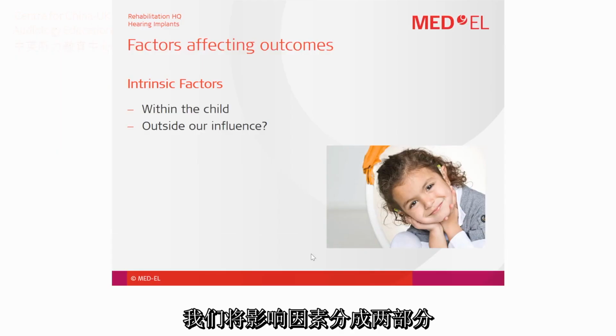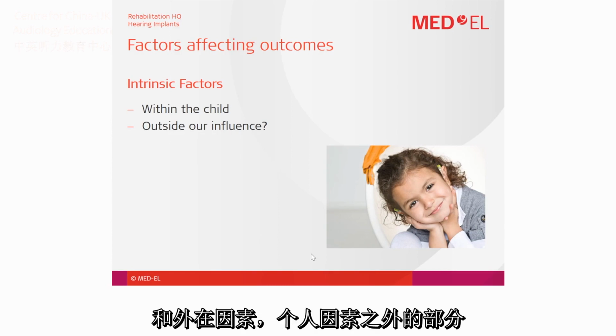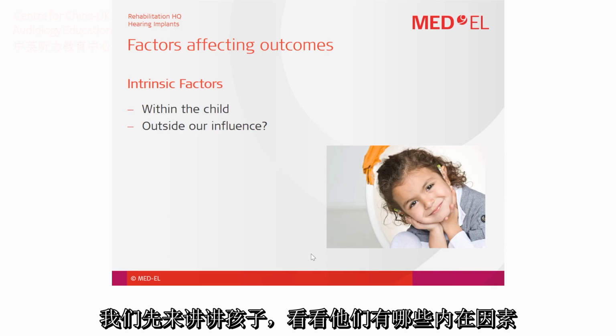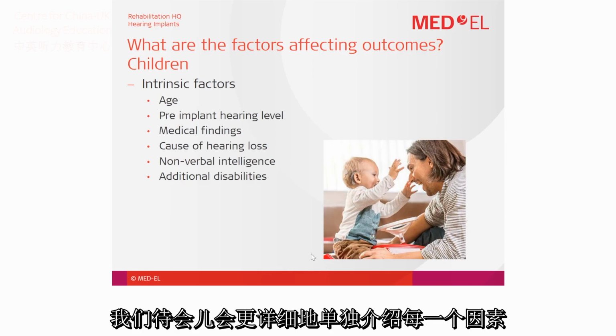So we're going to split these up into intrinsic factors, those are the pieces within the person that are sometimes outside our influence, and extrinsic factors, the pieces outside the person. So let's talk about children first and look at their intrinsic factors. So here's a list of them, and we're going to go into each one in a little bit more detail.